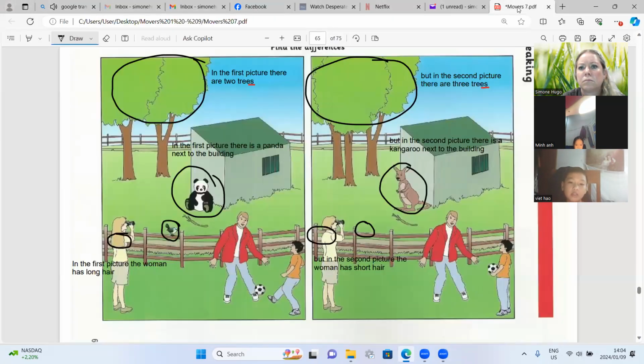Okay, Min An. The first picture, the bird is standing on the fence, but in the second picture, the bird is not standing on the fence. Okay.